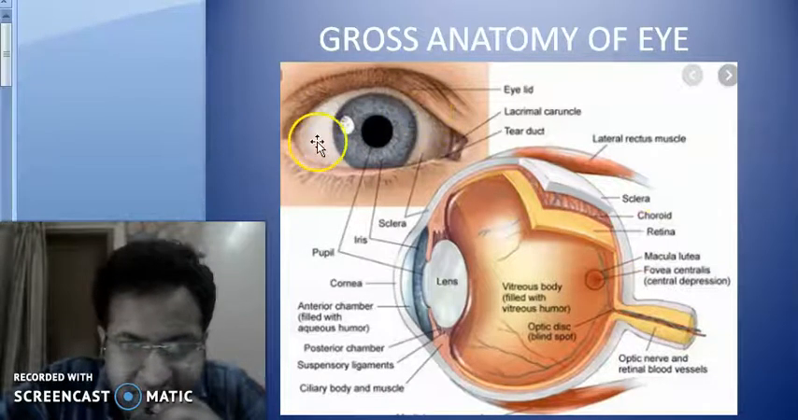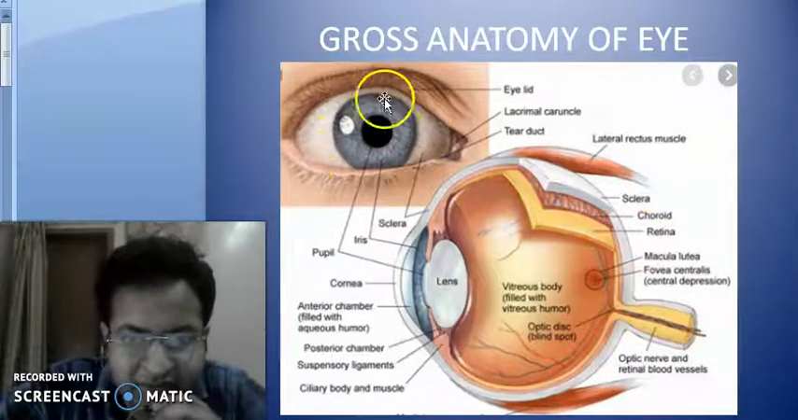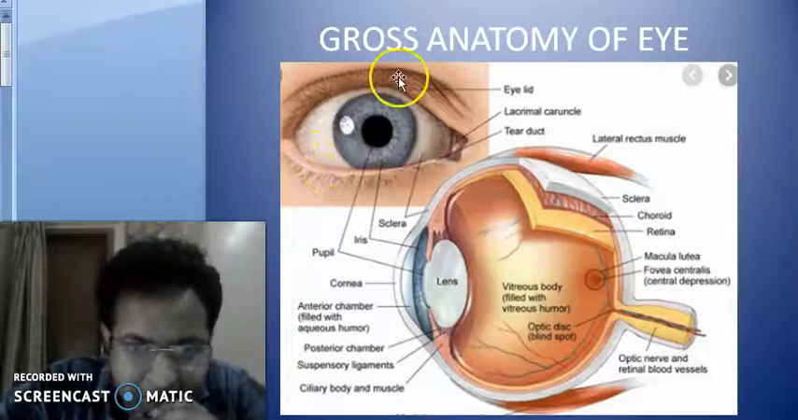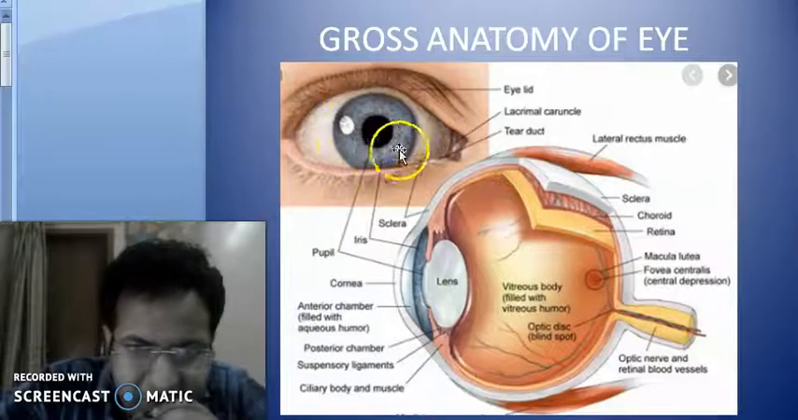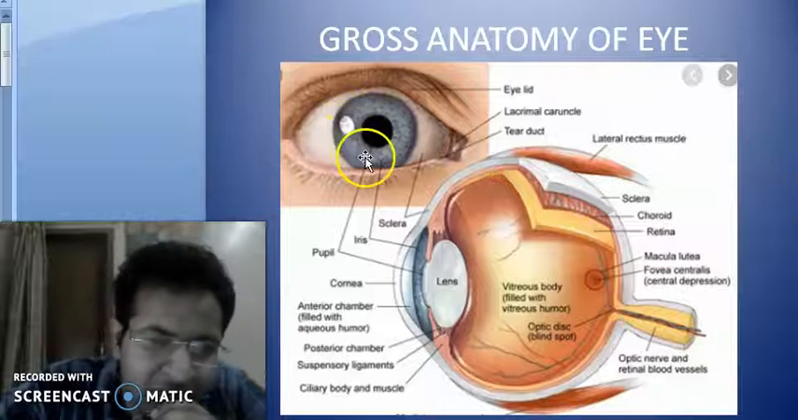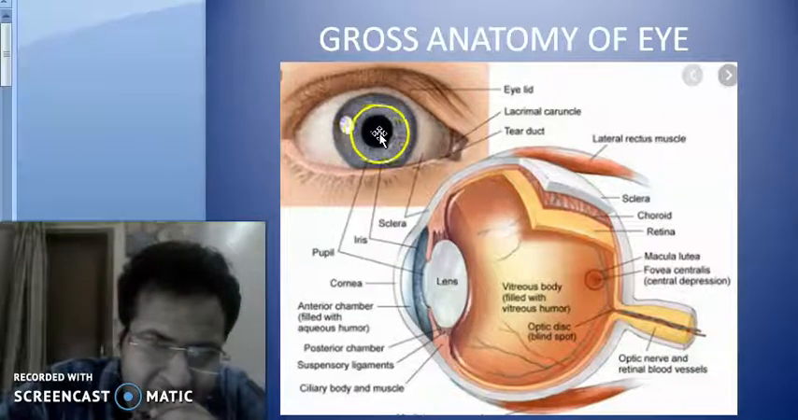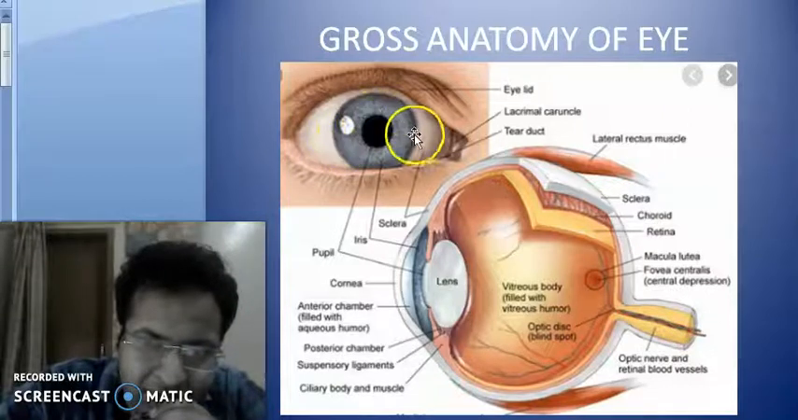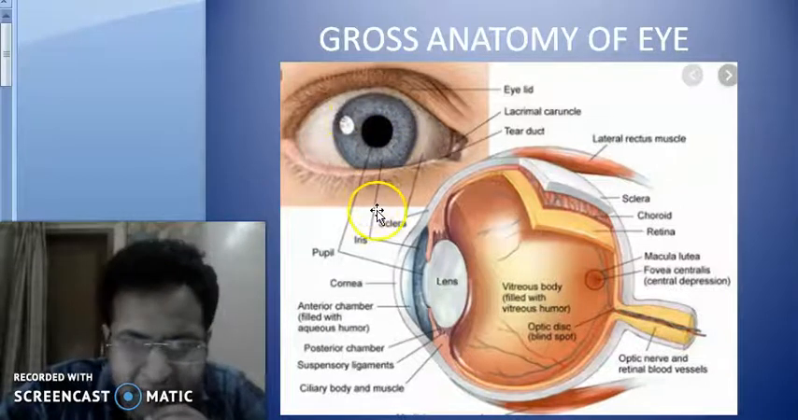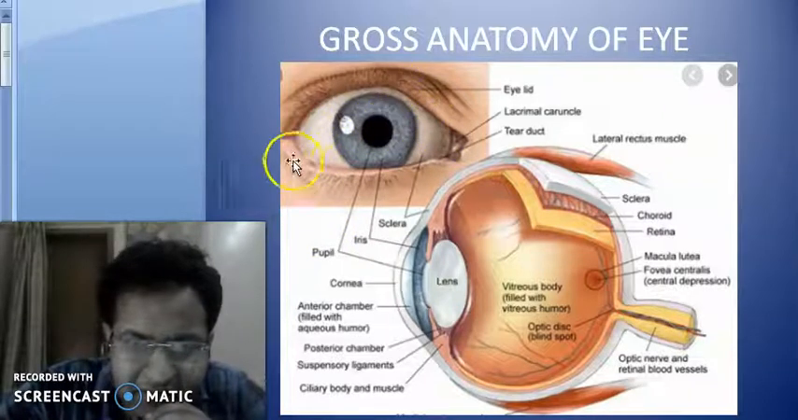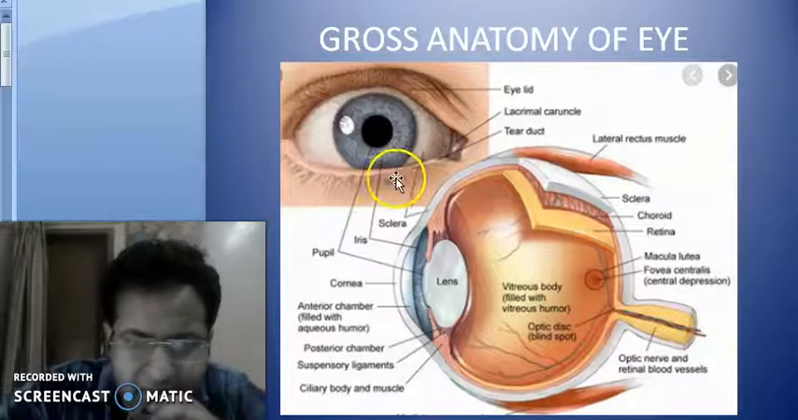This white structure of the eyeball is the sclera. This grayish structure, or brownish in the Asian population, is the iris. This blackish part is the pupil, and we have a transparent covering over this iris, the cornea. Between the iris and the cornea there is an anterior chamber. This is the conjunctival sac. These are the eyelids, which protect the eyeball from any external injury or foreign bodies.